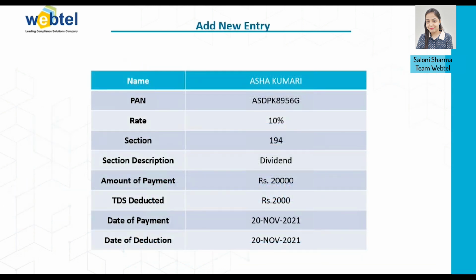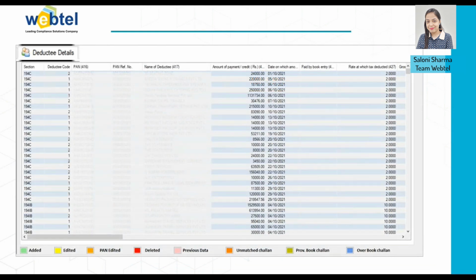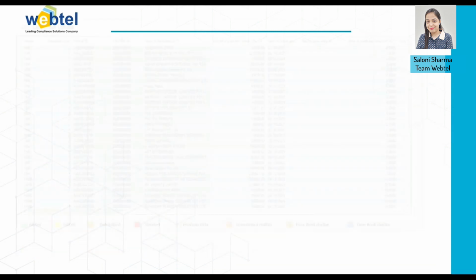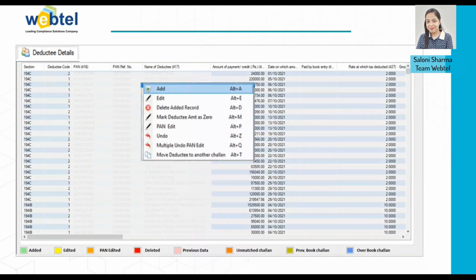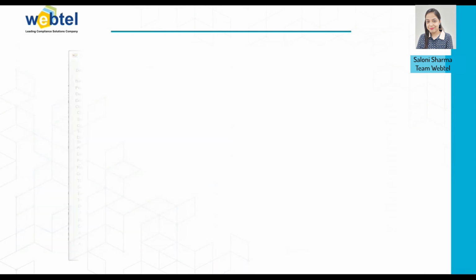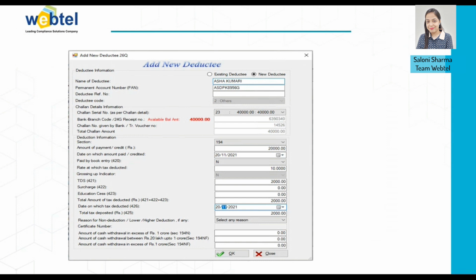Mr. Anuj is having an entry which is Asha Kumari, and he wants to add the details of Asha Kumari in the consolidate file. To add the details of Asha Kumari, Mr. Anuj needs to go to the deductee details, and after that he needs to right click on any entry, and after clicking on any entry, the add option will appear like this. Then he needs to click on add, and after clicking on add, another screen will appear like this.